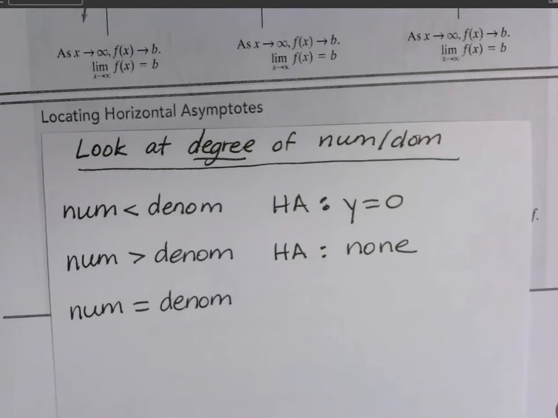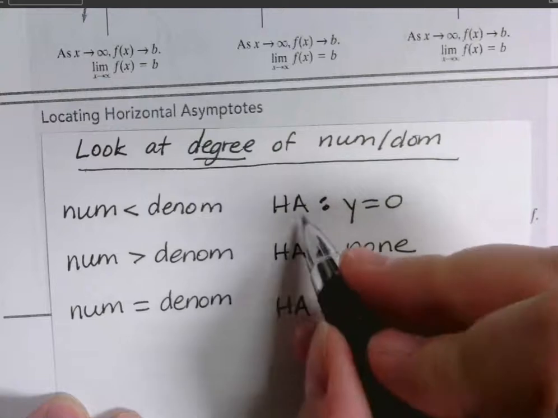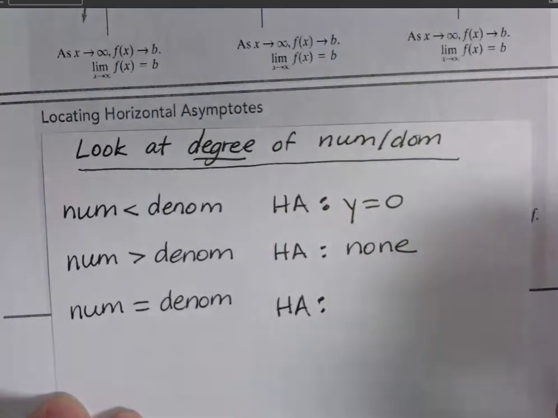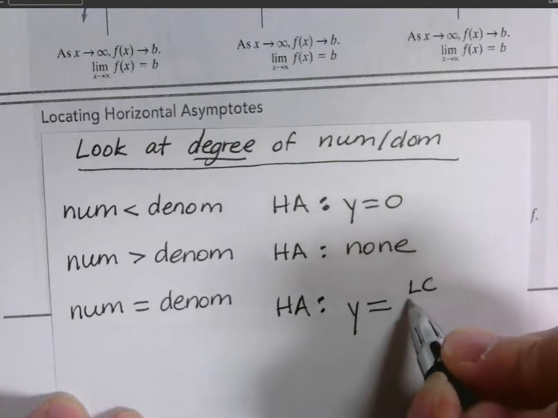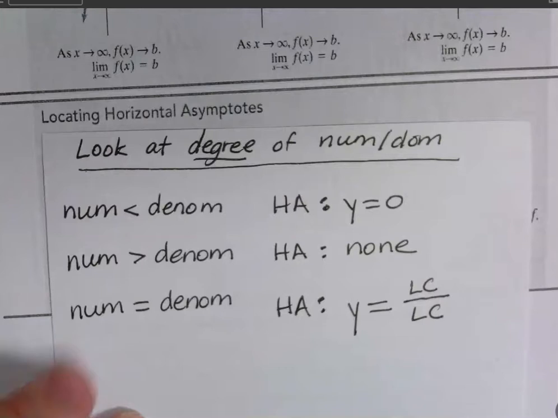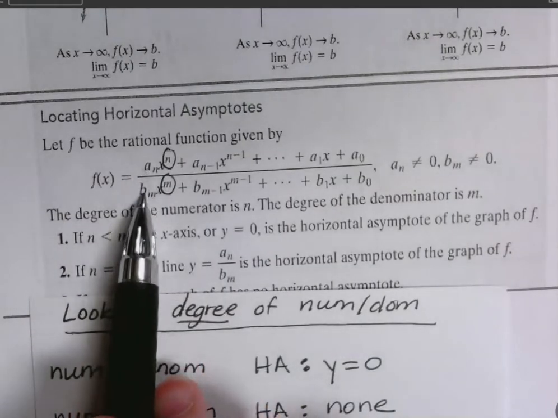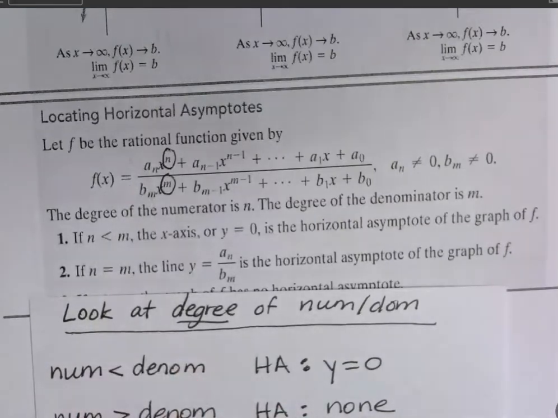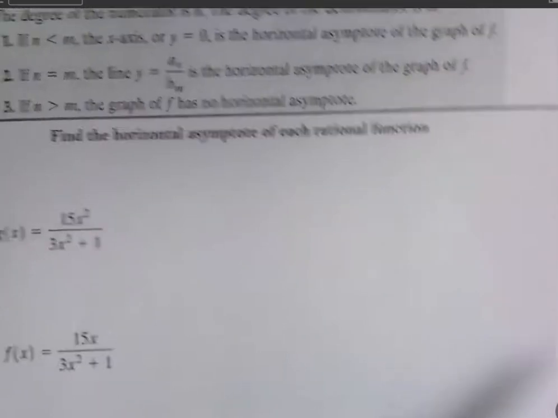If they have the same degree, then our horizontal asymptote, and if you're wondering why I'm laughing here, these are HA for horizontal asymptote. It's y equals whatever the leading coefficient of the numerator is over the leading coefficient of the denominator. In other words, here it would be the a over the b. Leading coefficient of the numerator over leading coefficient of the denominator. All right, so let's look at a few examples there.